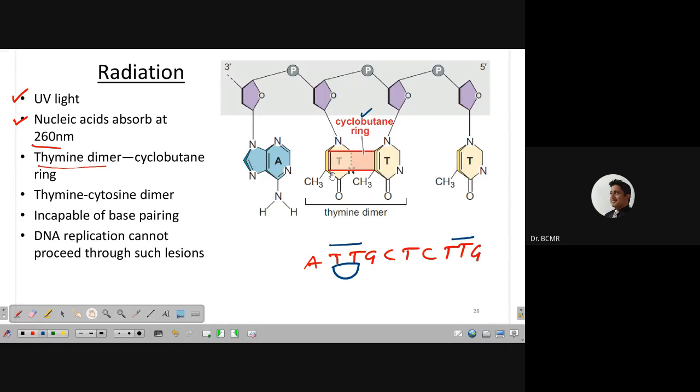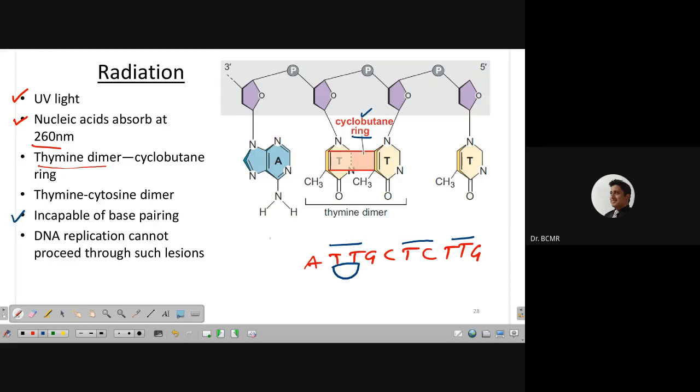So they're not only thymine dimers, you would also have thymine cytosine. Wherever you find TC, it can also form a dimer. These groups get excited because of UV light, and then they interact or form covalent bonds between them. This is called a cyclobutane ring. Because of the formation of this thymine dimer, it is incapable of base pairing.